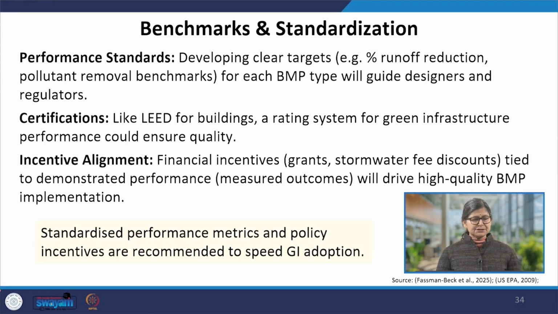Benchmarks and standardization. Performance standardization, developing clear targets like percentage runoff reduction and pollutant removal benchmarks for each BMP type, will guide designers and regulators. Certification like LEED or GRIHA for buildings, a rating system for green infrastructure performance, would ensure quality. Incentive alignment: financial incentives like grants and stormwater fee discounts tied to demonstrated performance, like measured outcomes, will drive high quality BMP implementation. Standardized performance metrics and policy incentives are recommended to speed BGI adoption.